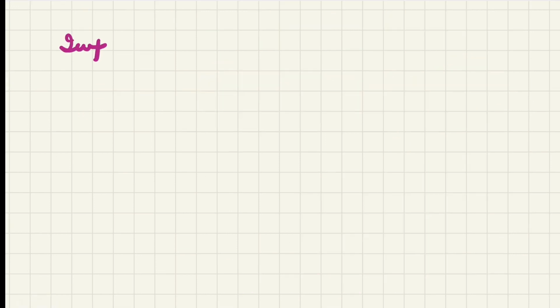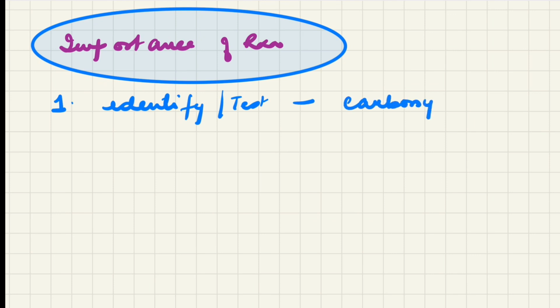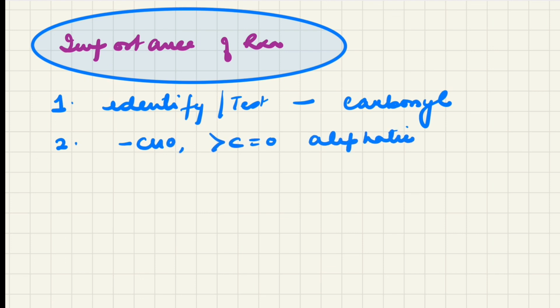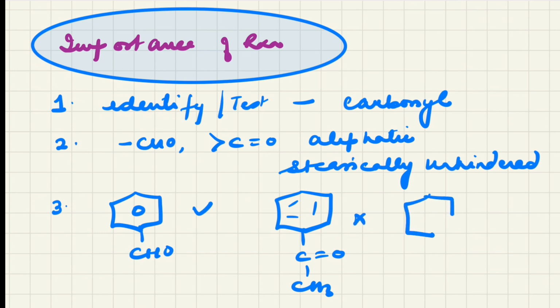The importance of the reaction is, first, it is used to identify or as a test for carbonyl because we are getting a white precipitate. It is shown by aldehydes and ketones, aliphatic and sterically unhindered. If the alkyl groups are very big, the reaction will not come positive. So smaller alkyl groups will show it positive. Benzaldehyde will show the reaction, but aromatic ketones will not show the reaction. Acetophenone, benzophenone, they will not show the reaction.